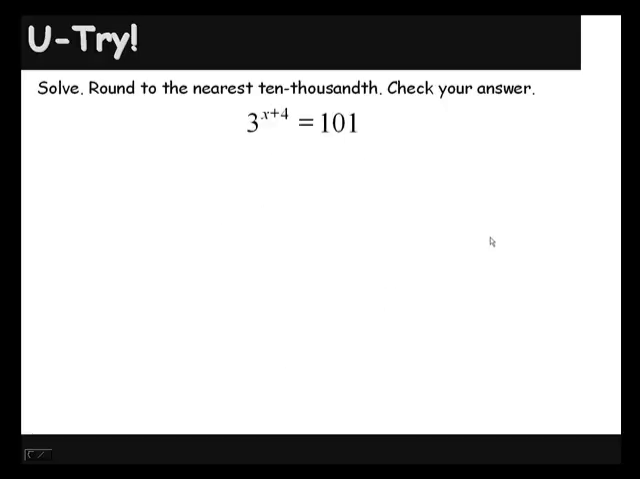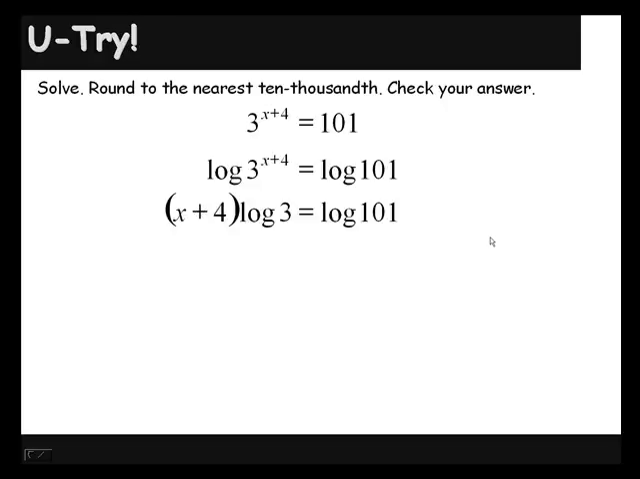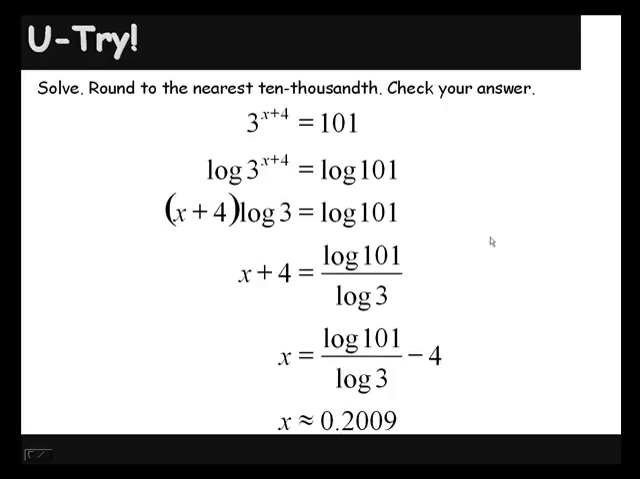Try this one. Take the log of both sides, let the power fly to the front, divide by the log of 3, subtract the 4, pick up a calculator, and there's our result.